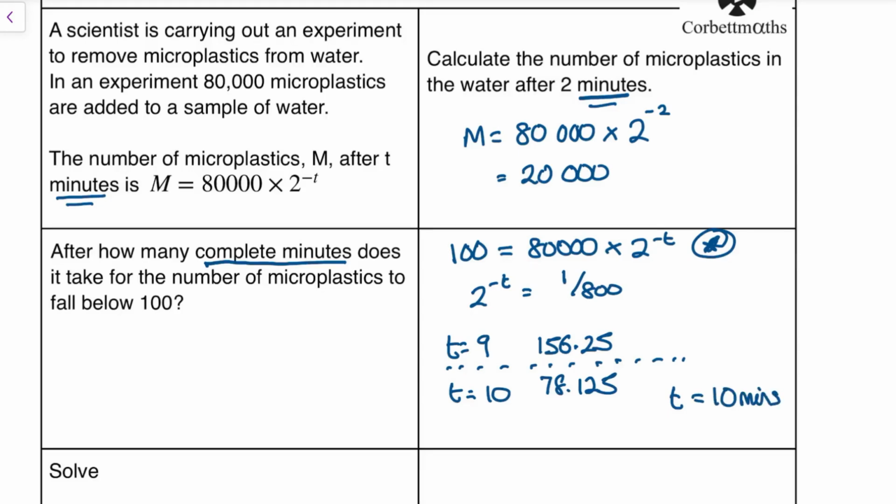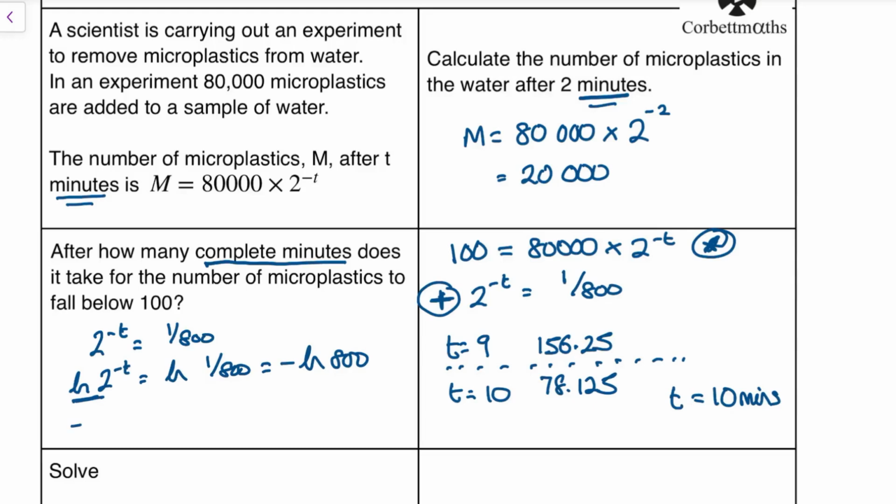Now, there is another way of doing this, and the other way is you use logs. If I start from here and write this down, I've got 2 to the minus t is equal to 1 over 800. Then if I take the natural log of both sides, that tells me the natural log of 2 to the minus t equals the natural log of 1 over 800, which is the same as minus ln 800. If I rearrange this, that gives me minus t ln 2 is equal to minus ln 800, which means that t is equal to ln 800 divided by ln 2.